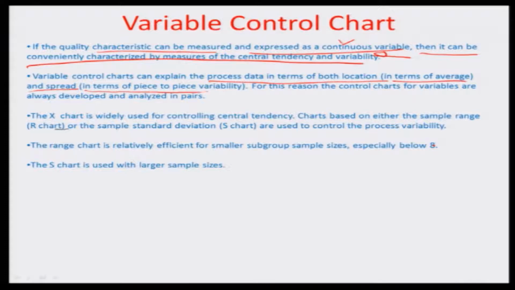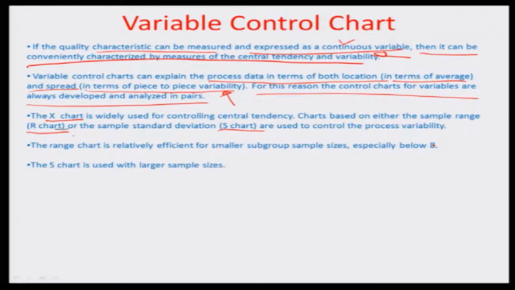This is mostly in terms of piece to piece variability in the production process, and for this reason the control charts for variables are always developed and analyzed in pairs. The first important variable control chart is the X-bar chart, which is widely used for controlling the central tendency of a process, and these charts are based on either the sample range, which is the R chart, or the sample standard deviation, which is the S chart.